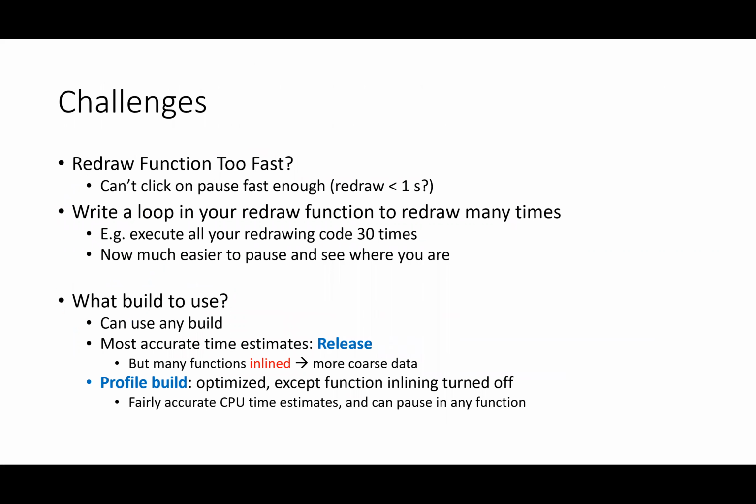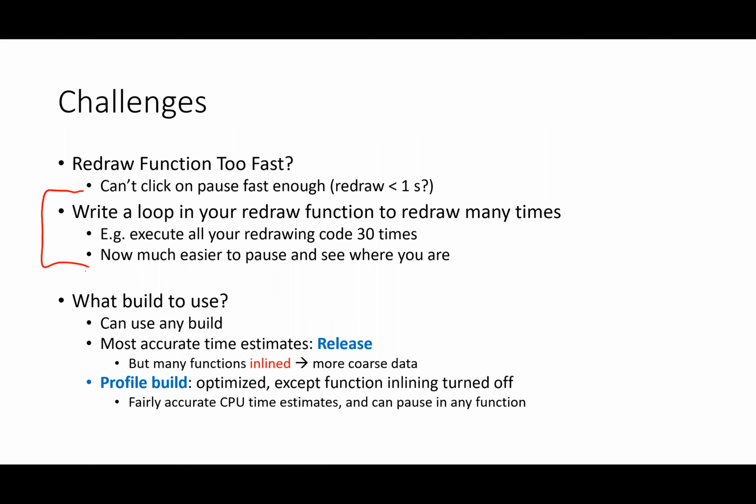In milestone 2, you're timing your redraw function, which can be too fast for you to hit that pause button very well. So I basically slowed it down by just executing it 30 times. So now I can hit pause and look at it.